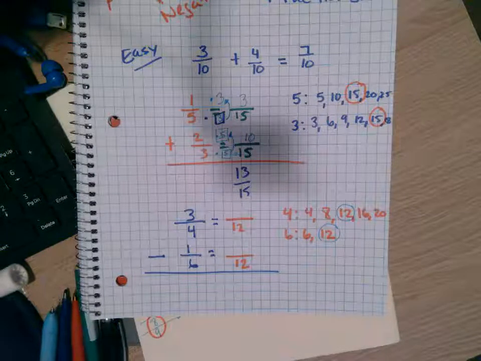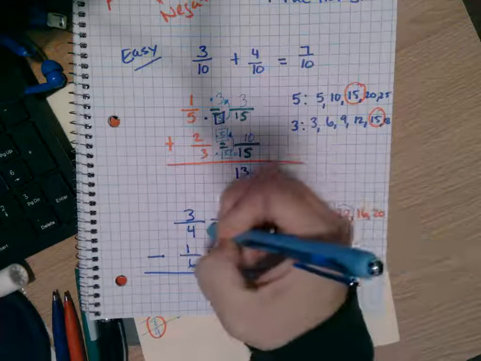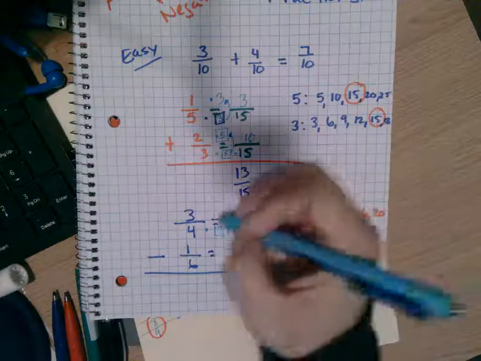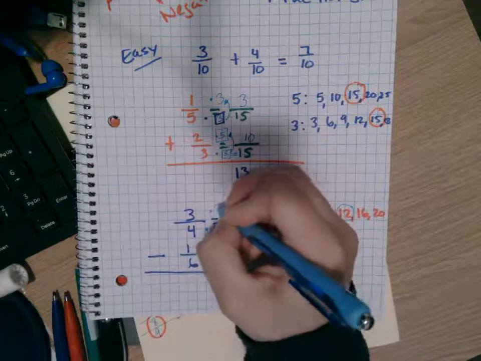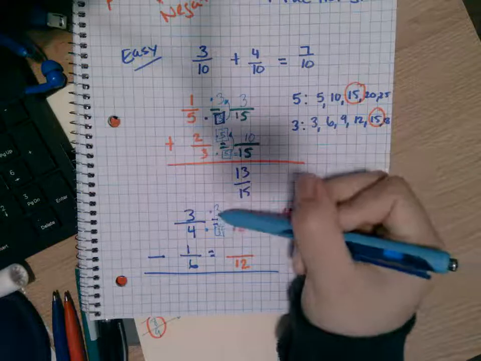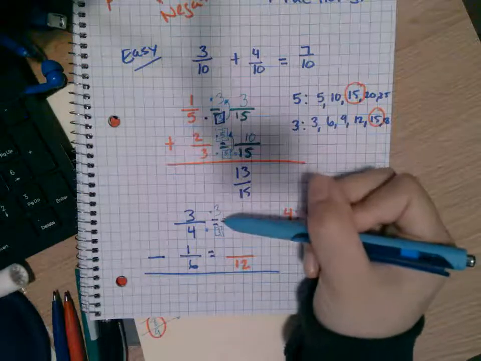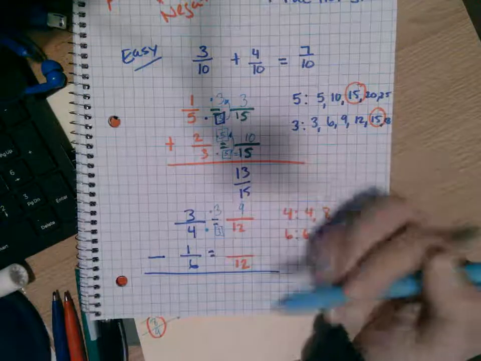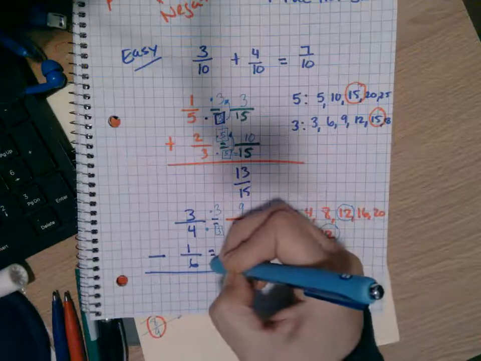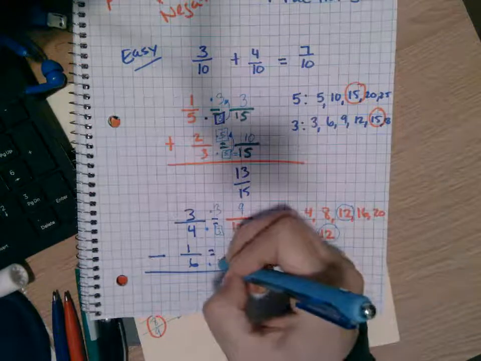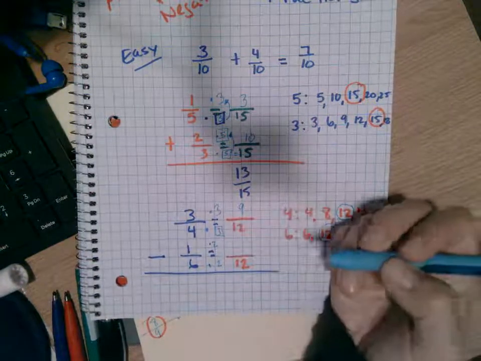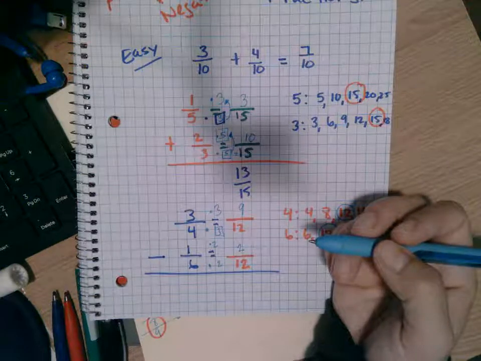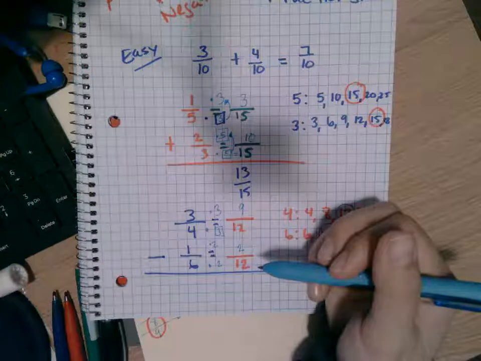All right. So then you ask yourself, 4 times what is 12? 3. Then do it to the top. This is the number one mistake kids do. They forget to do it to the top. 3 times 3 is 9. Then to the bottom. 6 times what is 12? 2. What you guys getting? Oh, sorry. I thought you were saying 2 times 12. Got it. 2 times 6.